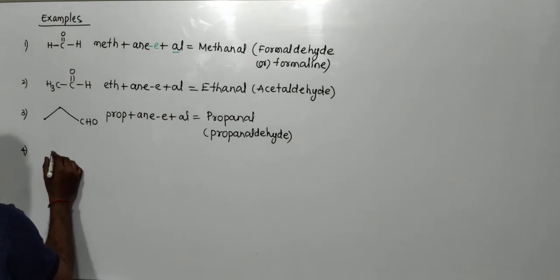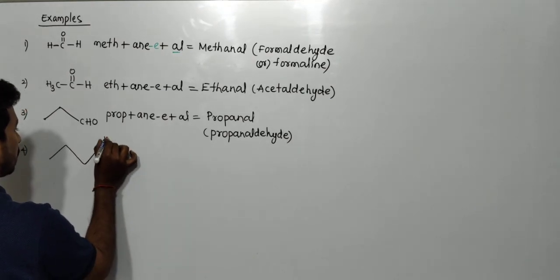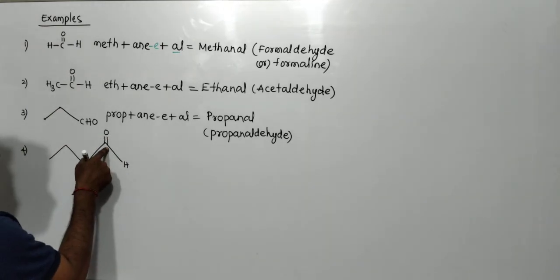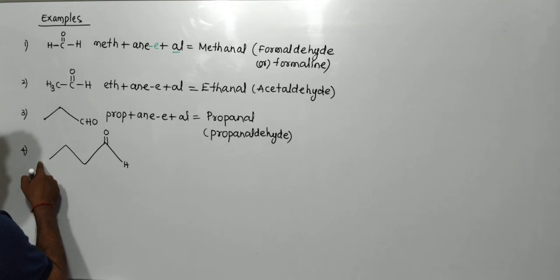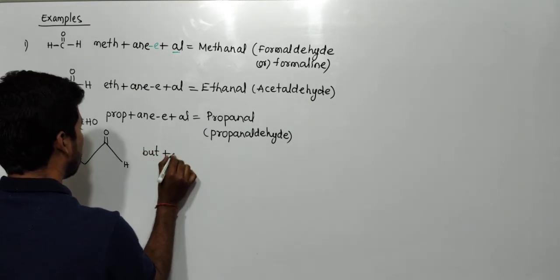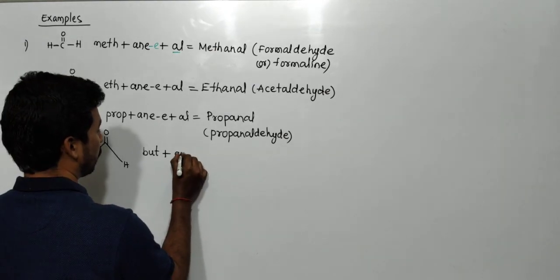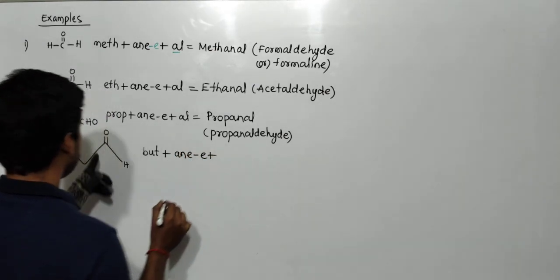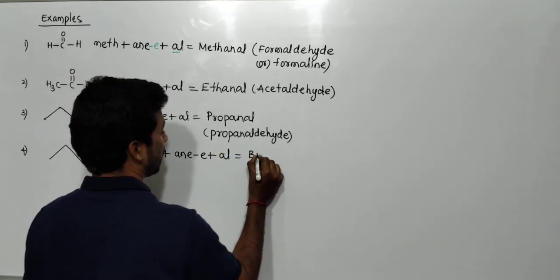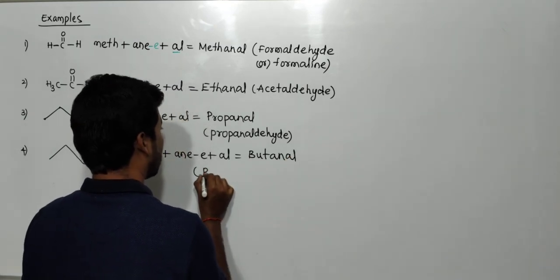So next, if you write like this, then count the number of carbons. Is this a carbon or not? Yes, this is a carbon: 1, 2, 3, 4. 4 carbon atoms. Single bonds between those 4 carbon atoms, so ane, remove e, and the CHO functional group gives al. But plus ane plus al: butanal. The common name is butanaldehyde.